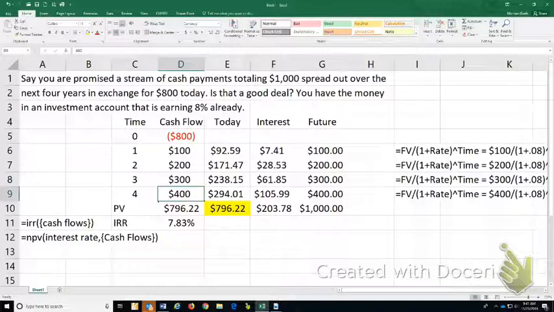If I can borrow money at 4%, though, this would be a good deal. It depends on what your opportunity cost of money is. So in our simple example, we said it's 8%. With a corporation, it might be higher, it might be lower. But this is the process that we follow using time value of money to evaluate business decisions.